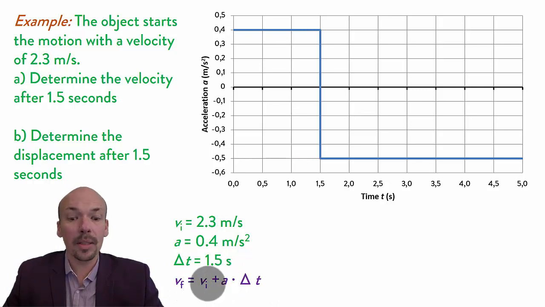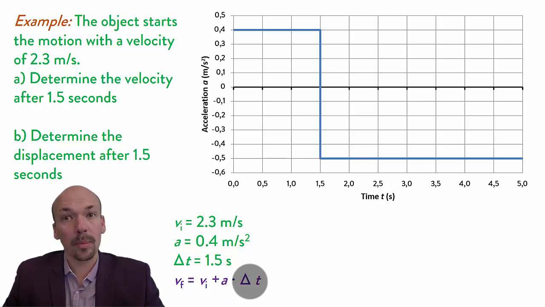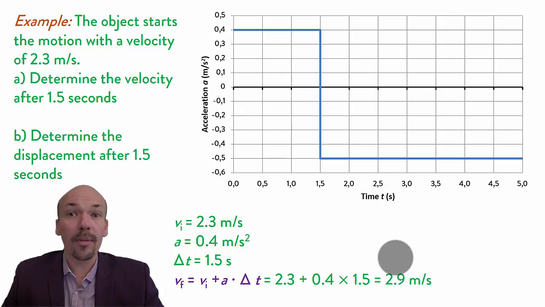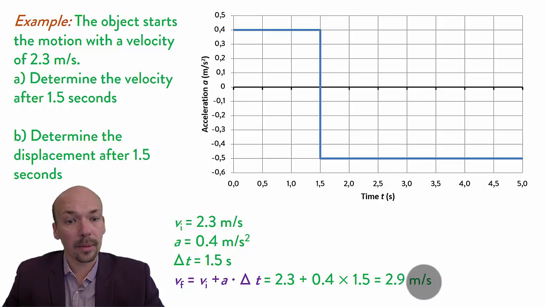And we have to calculate the final velocity, and therefore we need this equation. It's the initial velocity plus the acceleration multiplied by the time. And that's the information we already get from this graph. So we can just use this equation. 2.3, that was the initial velocity, plus 0.4, that's the acceleration, times 1.5, because the acceleration took 1.5 seconds, and we have a final velocity of 2.9 meters per second. And that's the answer to the first question.